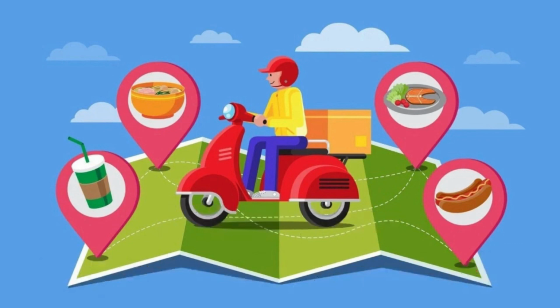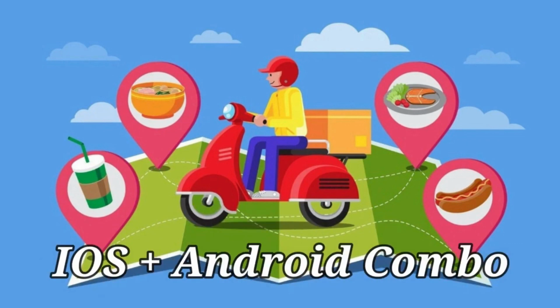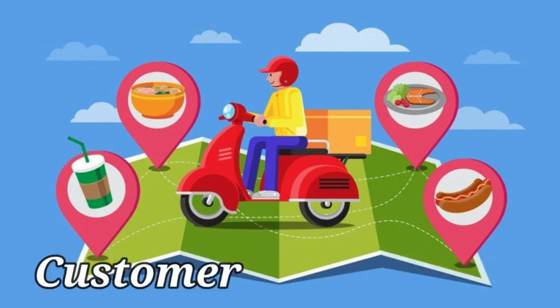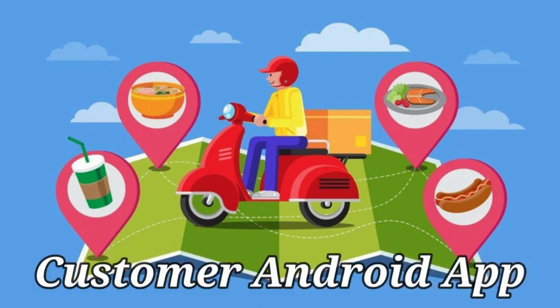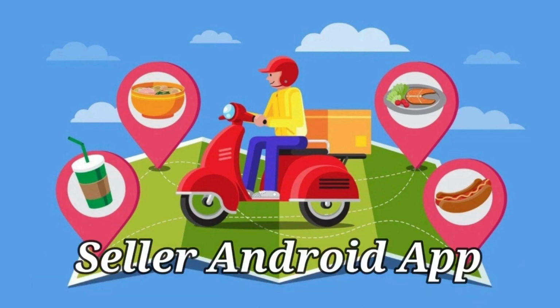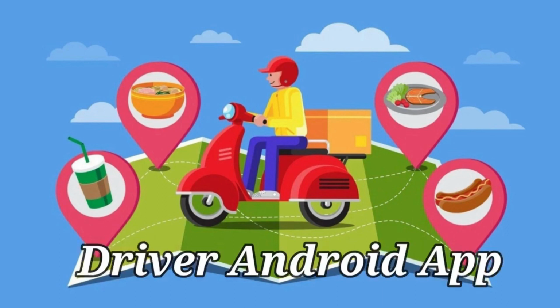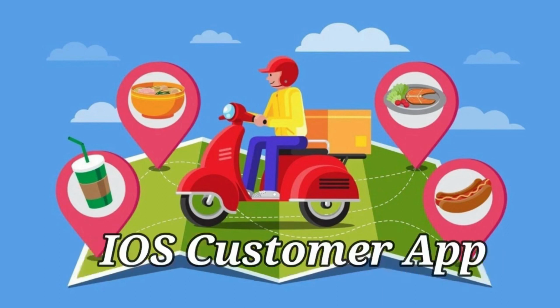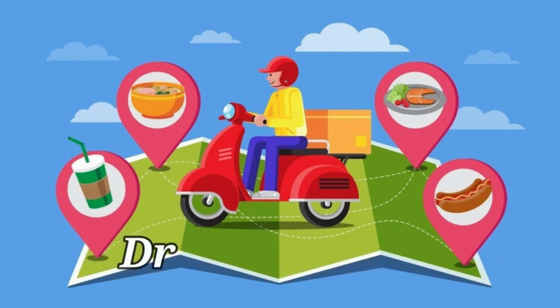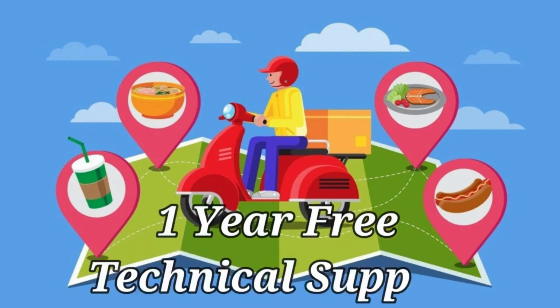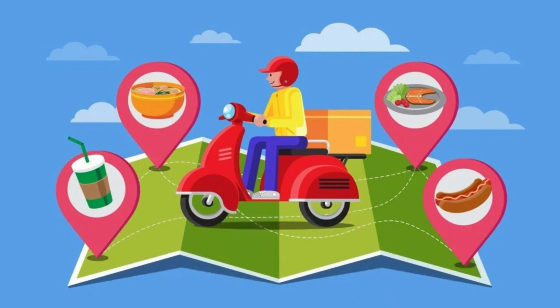If you are buying the Android and iOS combo, then you are getting the website, Android customer app, Android seller app, Android driver app, iOS customer app, iOS seller app, iOS driver app and complete 1 year free technical support with complete source codes. For more, you can contact your consultant by the details available in the description.